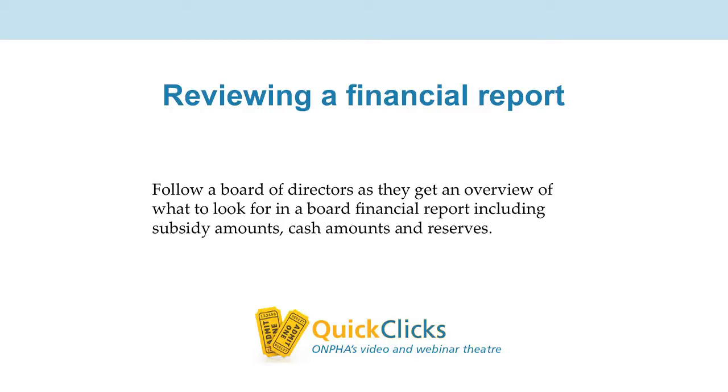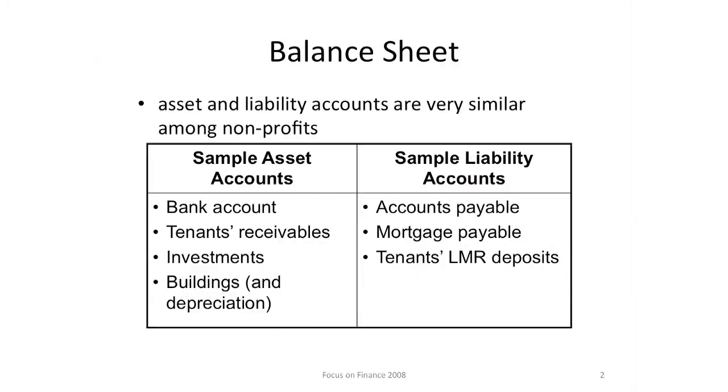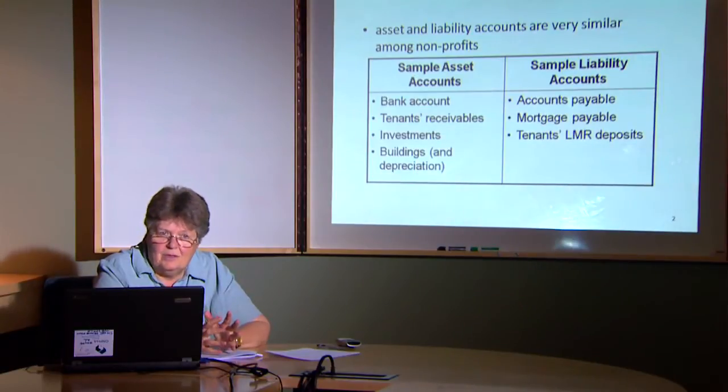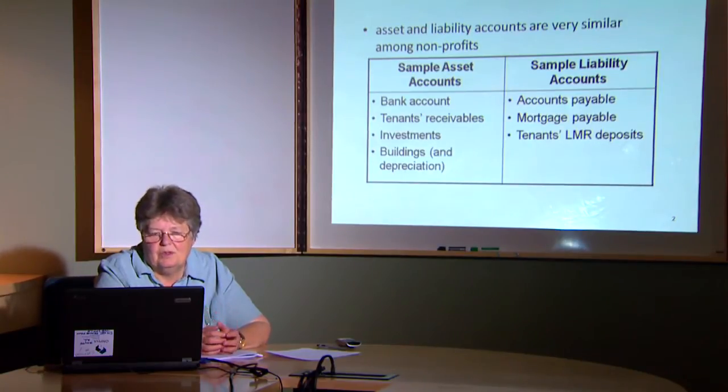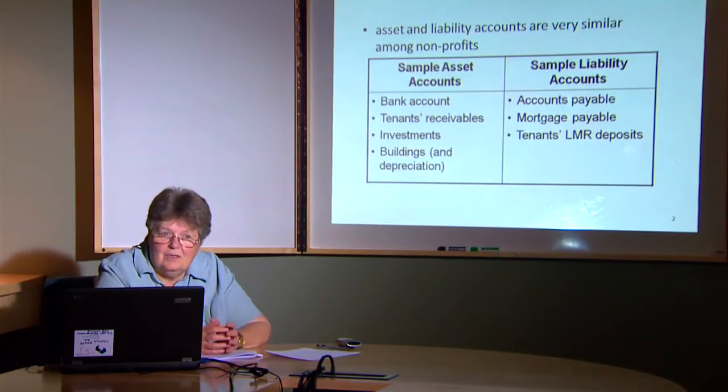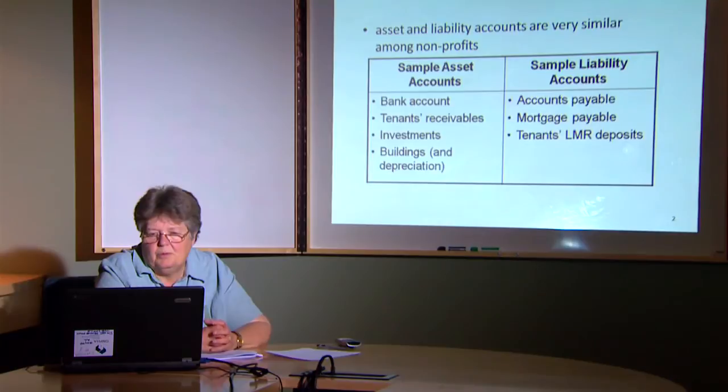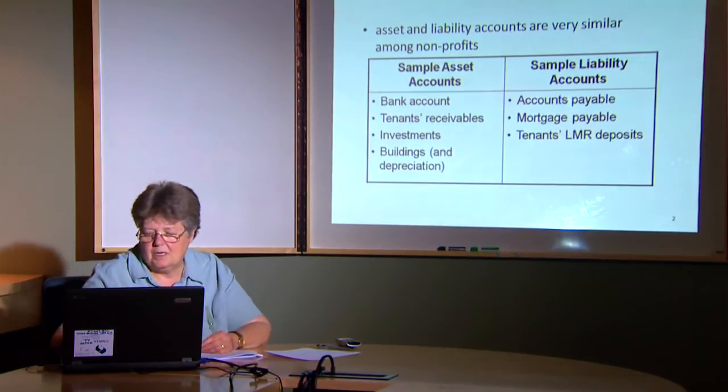So I'm just going to do a quick primer on reviewing financial statements before we proceed to this month's report. The balance sheet shows the asset and liability accounts, and most of these accounts are really very similar across our sector among most of the nonprofits. The asset accounts are the things that the organization owns, so that's the bank account, your tenant receivables, investments, buildings, and depreciation. Liability accounts are the things that we owe other people, so accounts payable, the mortgage payable, tenants' last month deposits, those types of things.